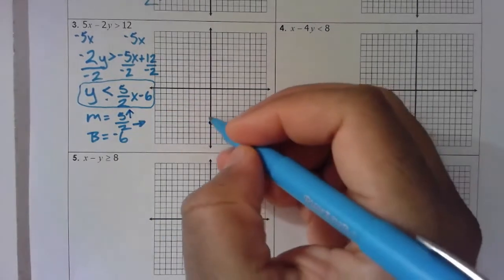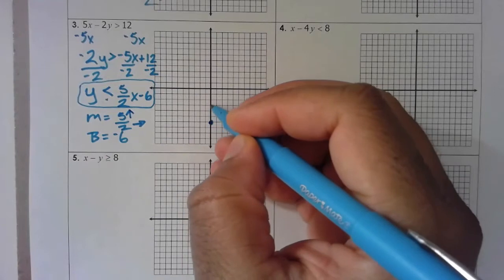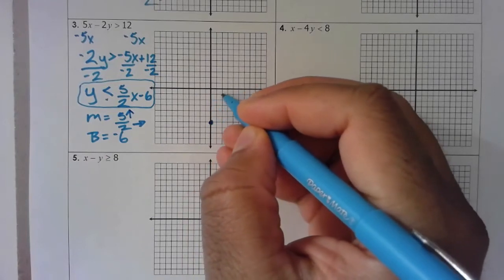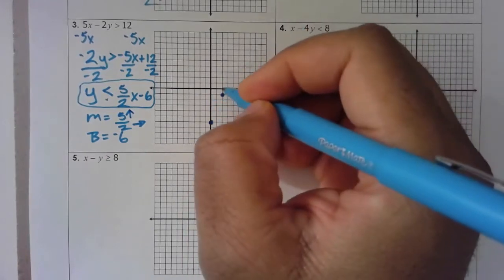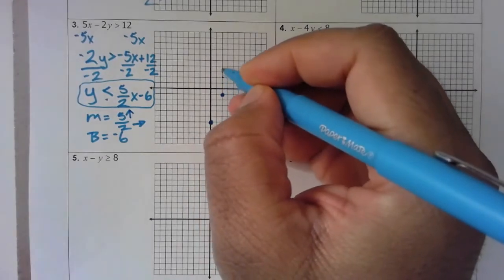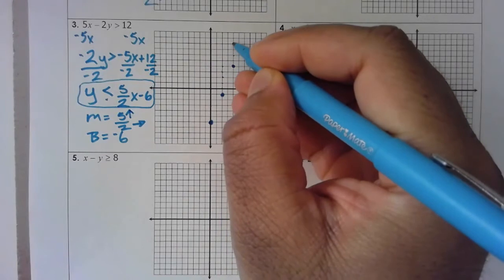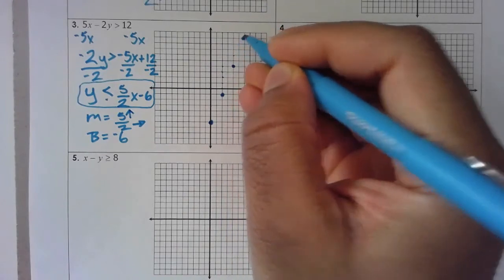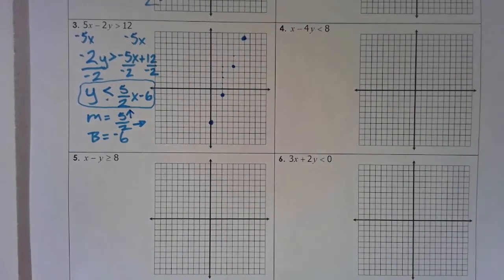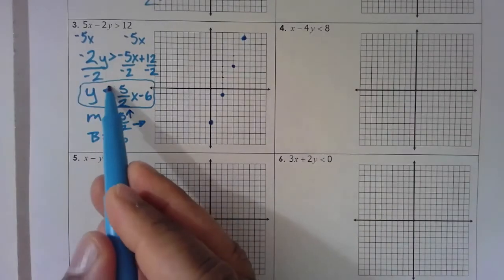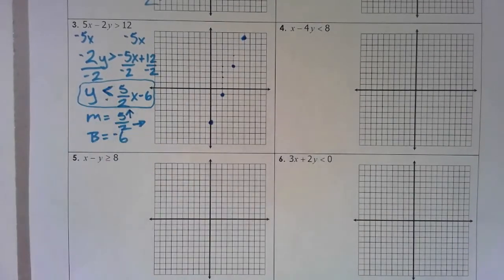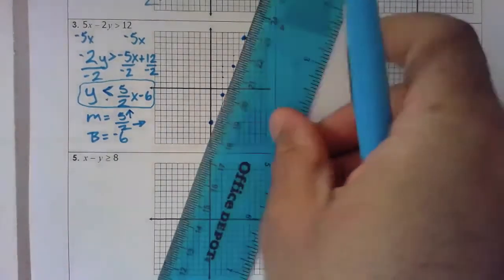So I'm going to go up 5 over 2. 1, 2, 3, 4, 5. And then over 2. Same thing here. 1, 2, 3, 4, 5 over 2. And then 1, 2, 3, 4, 5 over 2 here. And so since it's a less than symbol here, I'm going to go ahead and have a slashed line here.